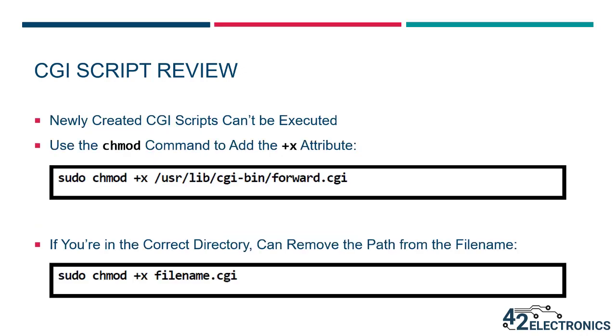You may remember that newly created CGI scripts won't be executable. They will need to be made executable by running the chmod command on the file to add the +x attribute like you see in this first box. If you're already in the directory containing the CGI script you'd like to modify, then you can remove the path from the file name like you see here in the second box. This method will be used to make any CGI scripts that we create throughout the lesson executable.